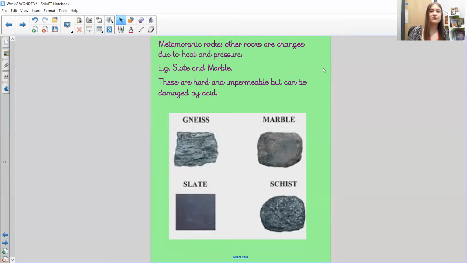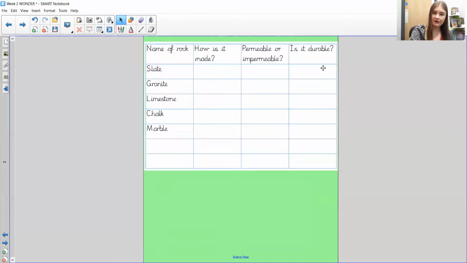Okay, super. So now you should have lots of jottings about different rocks and about different words that we can use to describe rocks. I know this is a lot of making notes, but like I said, a lot of this I would put on the working wall for you, but I would like you to have a copy just so that you've got it to look back on. So what I want you to do now is have a go at copying down this table and then filling it in for me.